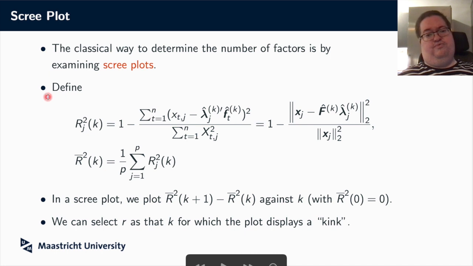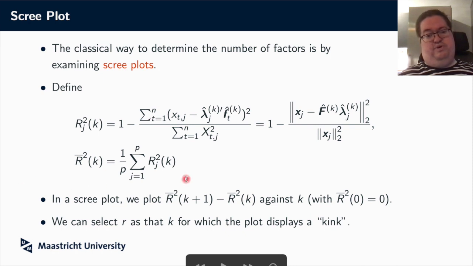There's another way to select a number of factors, and that is by looking at so-called scree plots. Scree plots are a graphical way, they are very old already, that we can investigate, at least by eyeballing, how many factors we would need. So what we need for that is an r squared, and a specific r squared for the jth variable. So we calculate the r squared only based on essentially the regression for the jth variable. How well does your factor model fit? And then you average those r squareds over all variables.